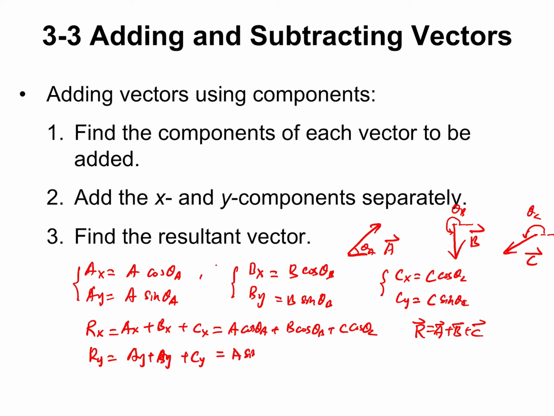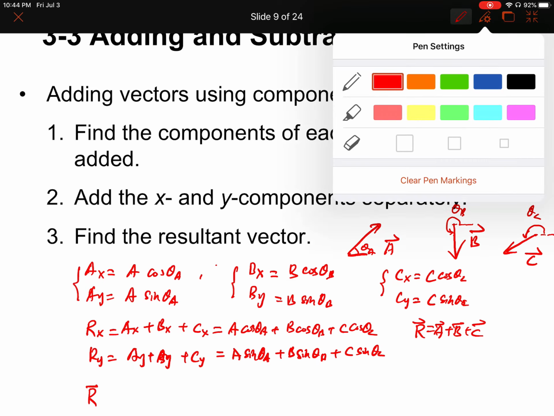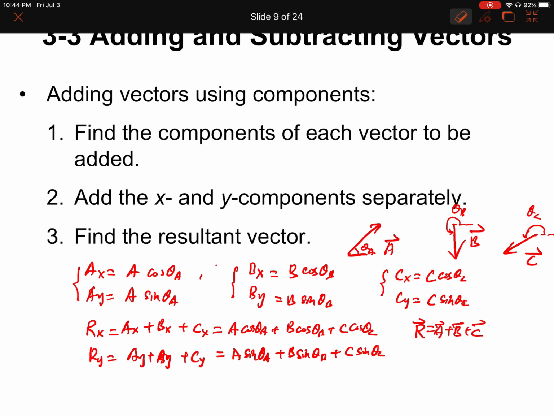Equal to A sine theta A plus B sine theta B plus C sine theta C. Once you know the components of your resultant vector, what is the magnitude of the resultant vector? The magnitude is R equal to the square root of Rx squared plus Ry squared. And the direction, theta R, equal to the inverse tangent function of Ry over Rx.